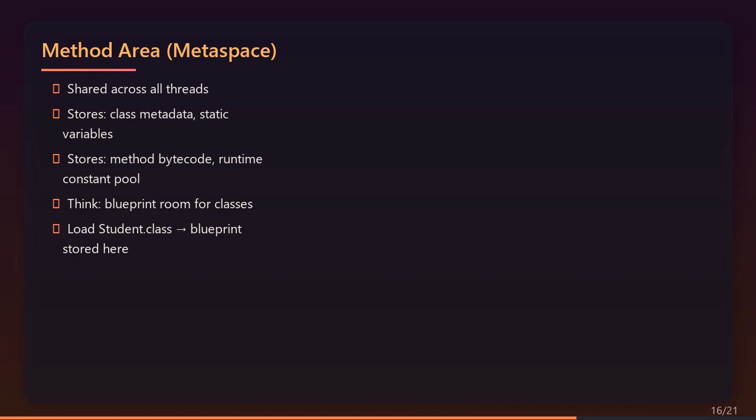Think of it as a blueprint room. The heap stores actual houses, objects. The method area stores the blueprints from which those houses are built. This area is shared across all threads because class definitions don't change; every thread reads from the same blueprint.